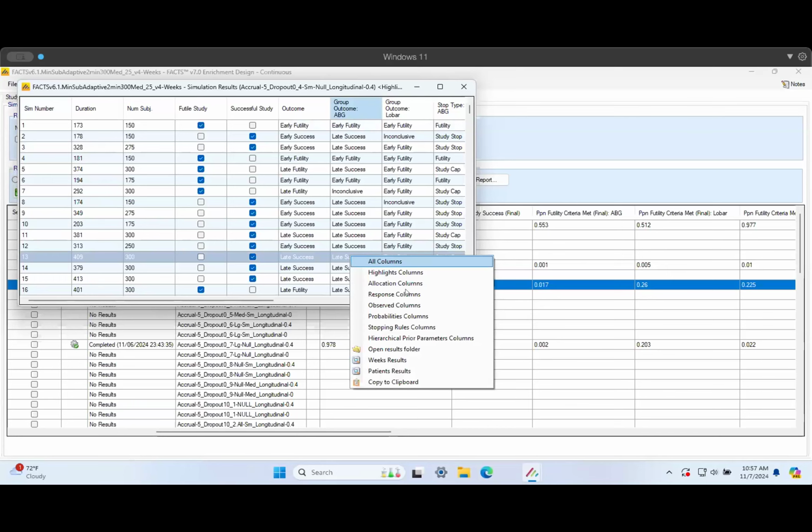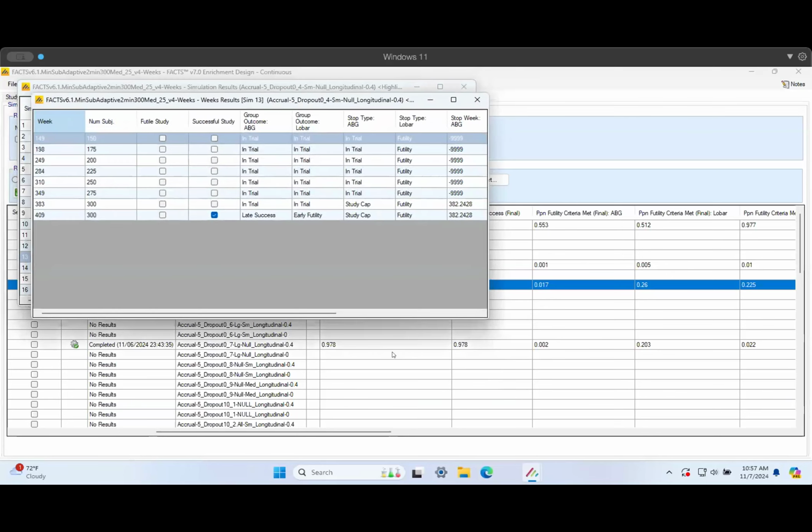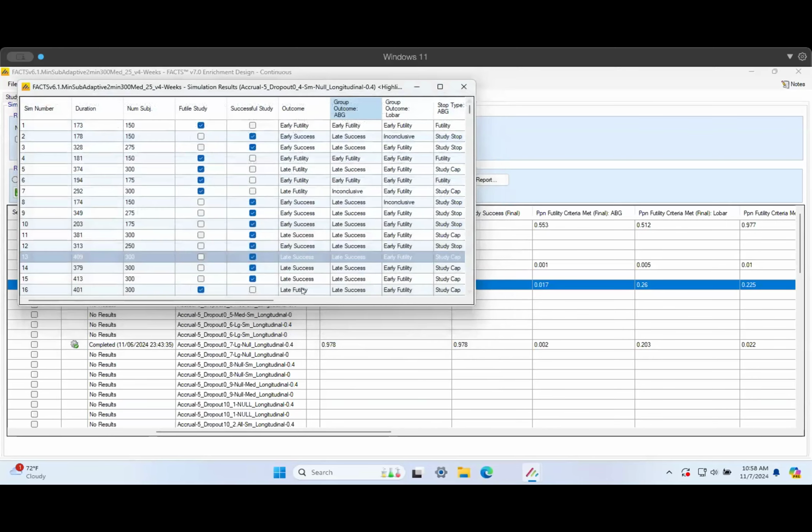One other nice thing to look at here, you can open the weeks file and you can see for this specific trial across all the interims, what happened. So the lobar group hit futility right away. The ABG group stayed in the trial until it met the study cap. Then here the lobar result was early futility and the ABG result was late success. So those are some nice ways to look at this. You can load all these files in for post-processing there.